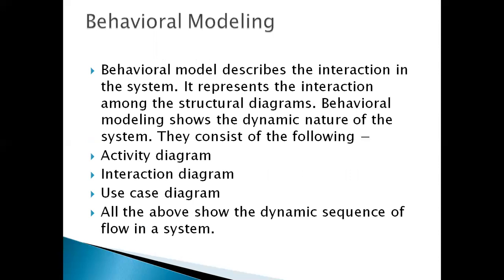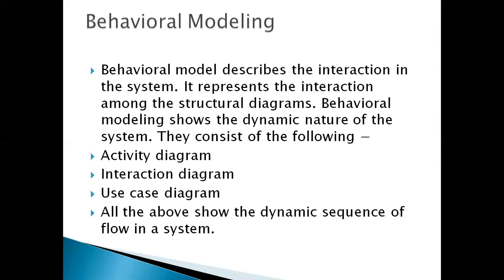Behavioral modeling. Behavioral model describes the interaction in the system. What is interaction? Communication. It represents the interaction among the structural diagrams. Structural diagrams include class diagram, object diagram, deployment diagram, and component diagram. Behavioral model shows the dynamic nature of the system.